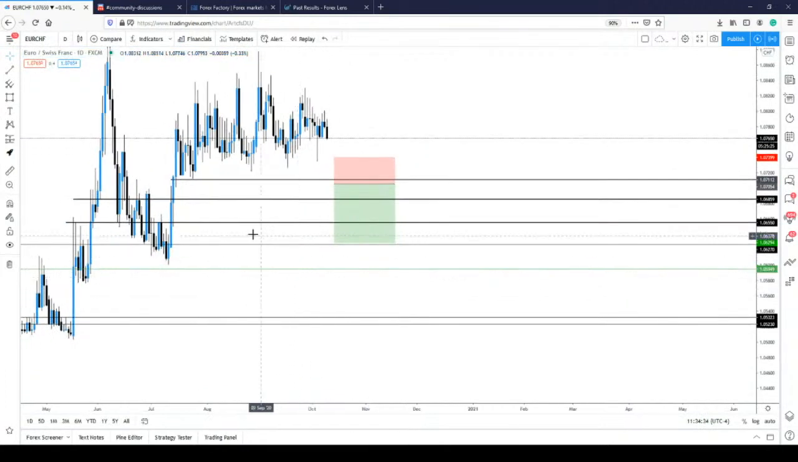And then I'll be looking to take profit at 1.06800, 1.06500, and then 1.06200. So that's the idea I see right now.